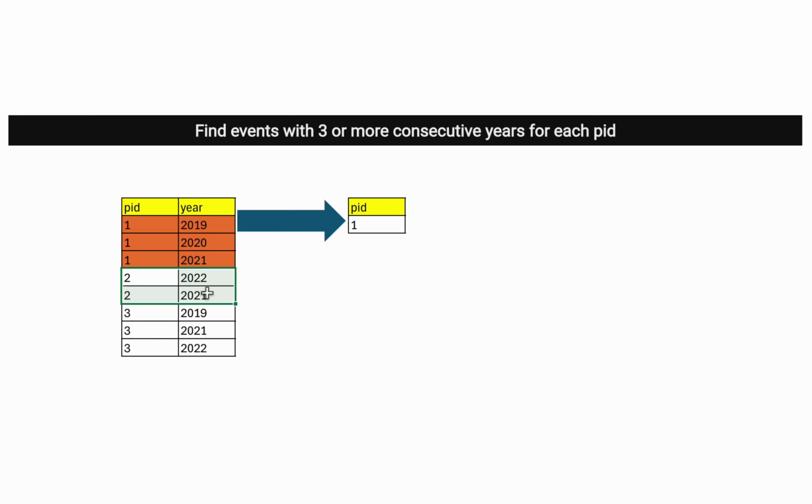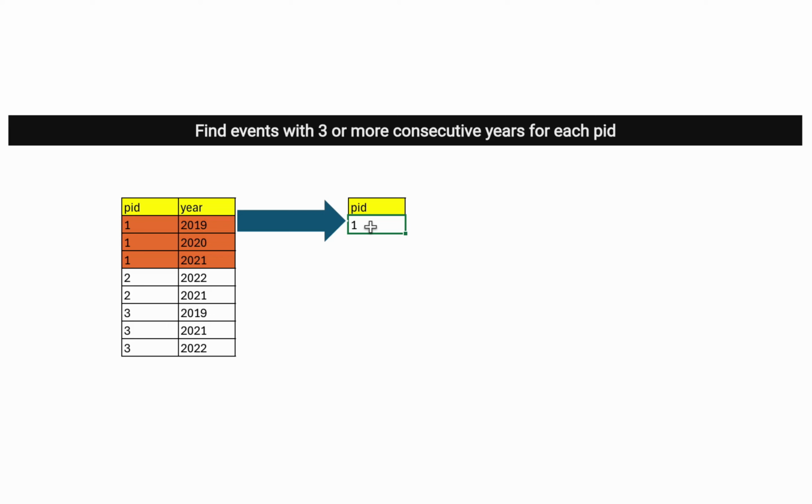Let's check PID 2. We have only 2 rows. Although these are consecutive, it is less than 3, so we cannot consider this in our output. Let's consider the next PID, which is 3. We have 2019, then 2021, so we don't have 3 consecutive years in this one. So at the end we will end up with PID 1 as our output.